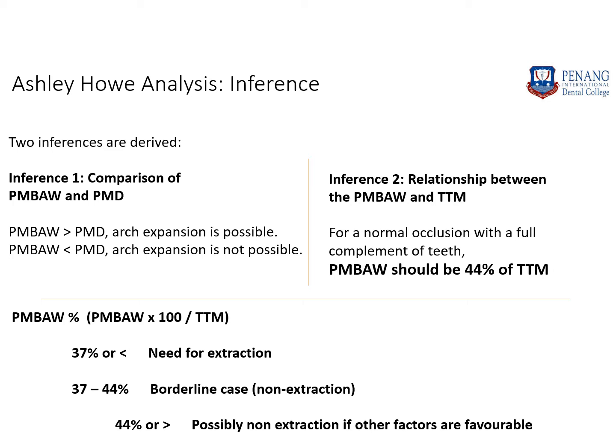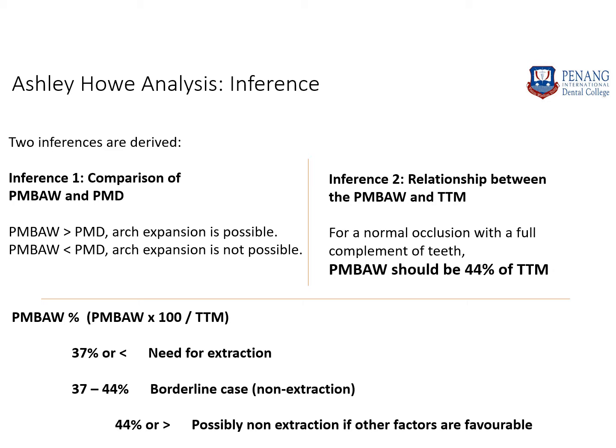Inference 2 is the relationship between PMBAW and the tooth material. For a normal occlusion with a full complement of teeth, PMBAW should be 44% of TTM, or tooth material. The width between the two canine fossa should be 44% of the tooth material.